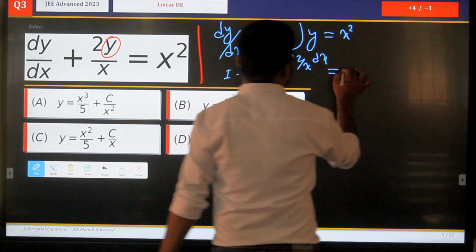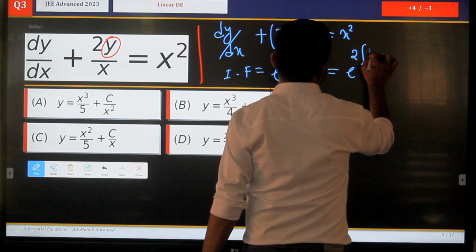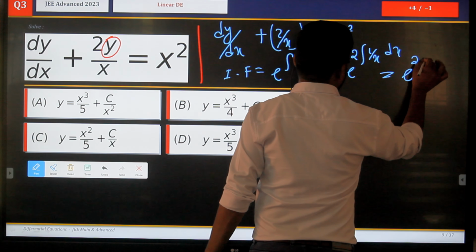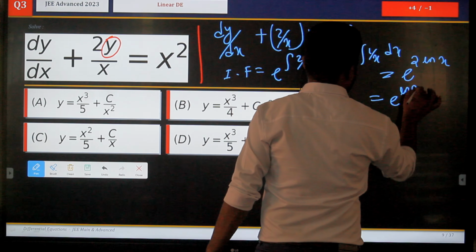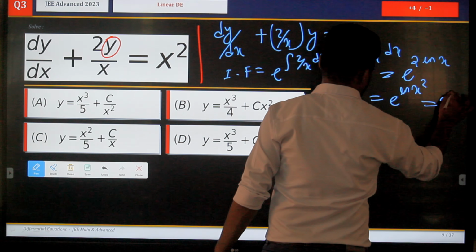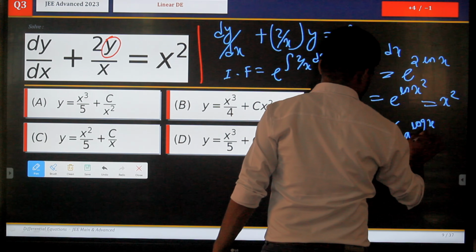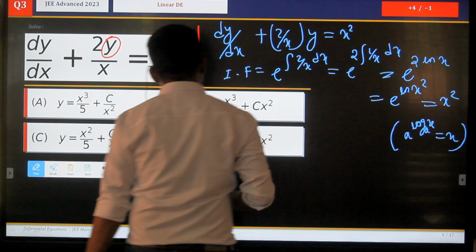This is equal to e to the power integration of 2, a constant, times 1 by x dx. Integration of 1 by x is ln x. So e to the power 2 ln x, which is e to the power ln x square, which is nothing but x square. We know a to the power log x base a becomes x. Now let us multiply x square to the differential equation.